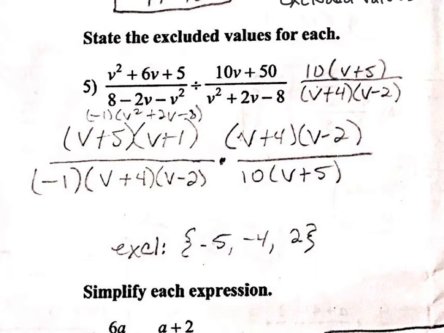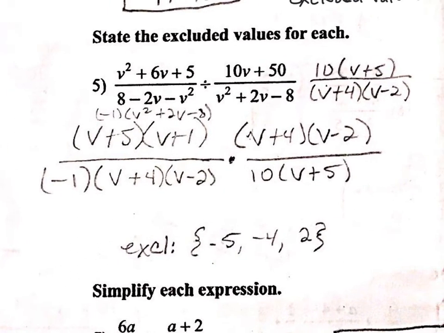All right, so here's another problem, problem number 5, where it says state the excluded values for each. See how it does not say solve or simplify? We're just stating the excluded values. So the main thing you need to look for here is there's a couple things that are happening. First of all, in the original division, we have this expression right here that's going to get flipped, but we still have to include it in our excluded values. So in this one, we're going to be including anything that makes any of this equal 0, plus anything that makes any of this equal 0.